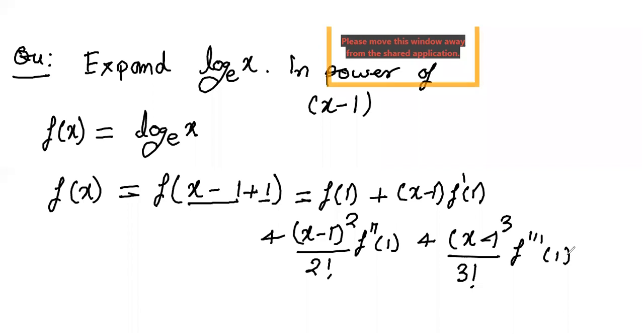So last we are repeating this. This is f of x, so f of x minus a plus a. So this is f of a, meaning here a is 1. This is x minus a, where a is 1, f dash 1, x minus 1 square, f double dash 1 upon 2 factorial plus, and so on.